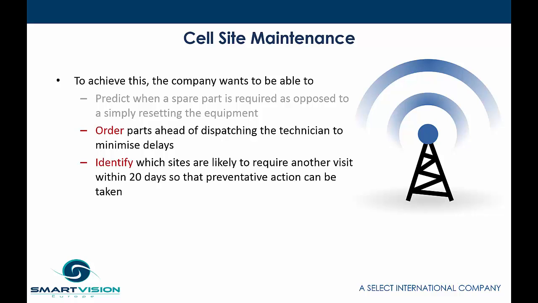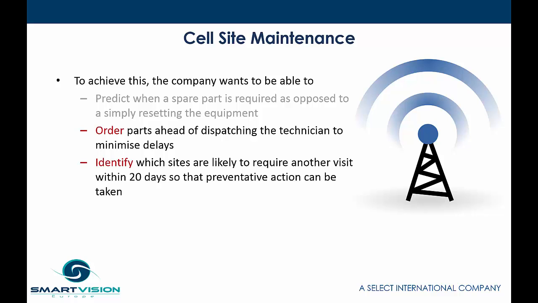So just to remind ourselves of where we are within the arc of this particular case study, so far we've been looking at one of the key objectives that the company wanted to address, which is predicting when a spare part is required at the time an error message is generated, at the time a task is raised. In the last section here, we're going to look at trying to order parts ahead of dispatching the technician out so that we can minimize delays.